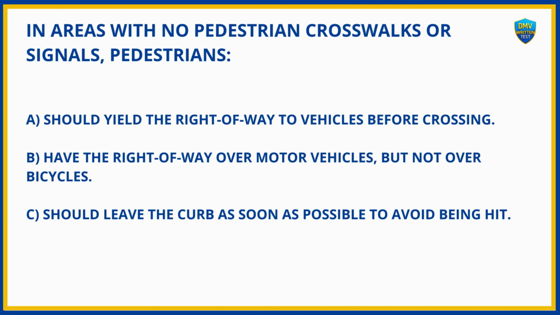In areas with no pedestrian crosswalks or signals, pedestrians should yield the right-of-way to vehicles before crossing. B. Have the right-of-way over motor vehicles, but not over bicycles. C. Should leave the curb as soon as possible to avoid being hit. And the answer is: should yield the right-of-way to vehicles before crossing.